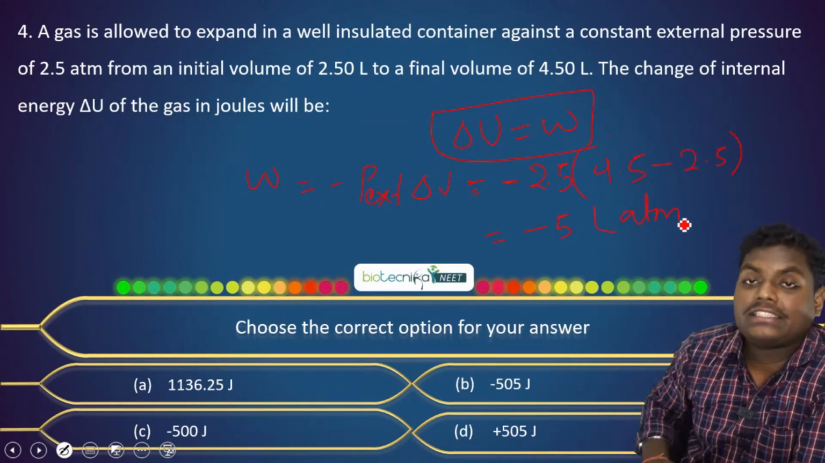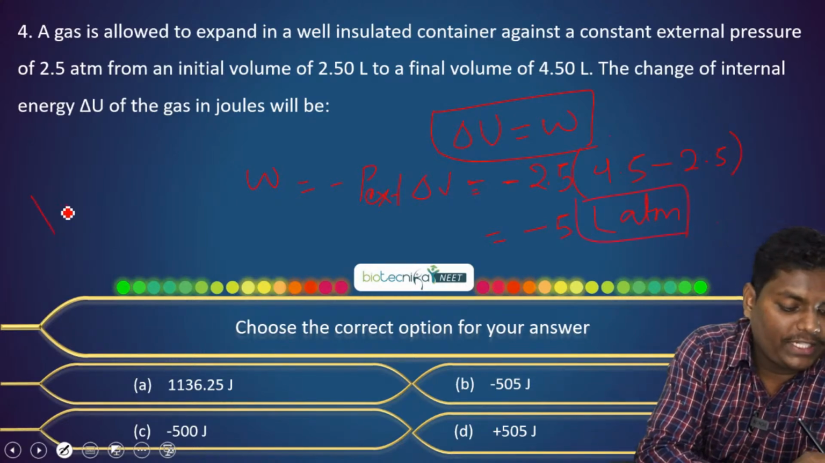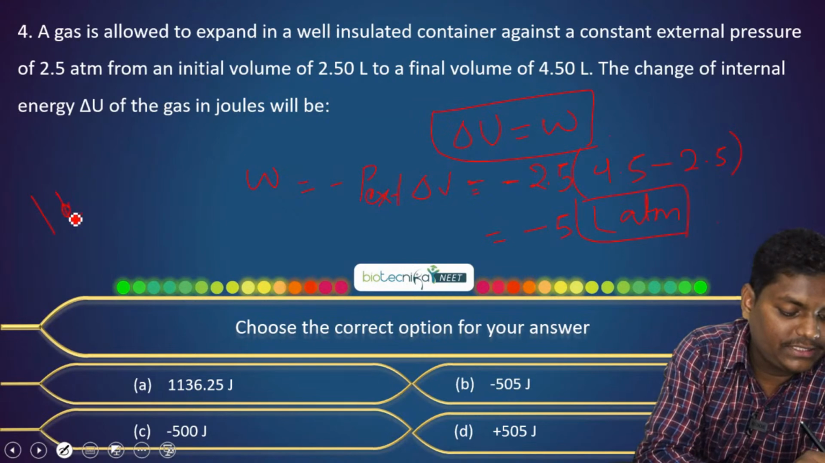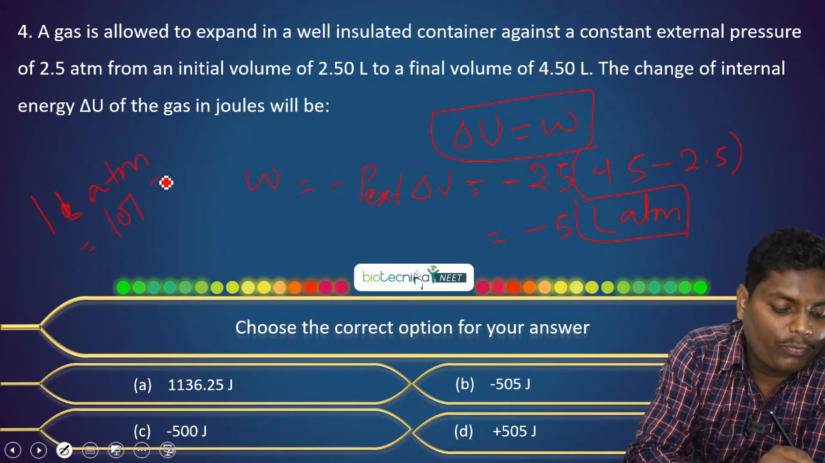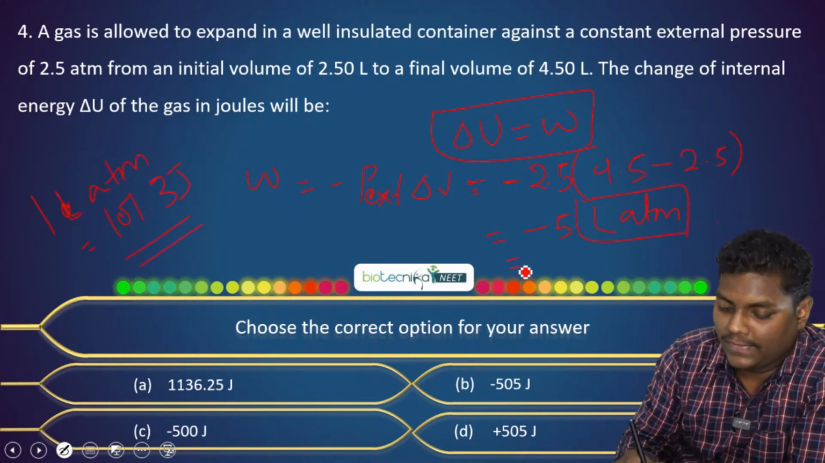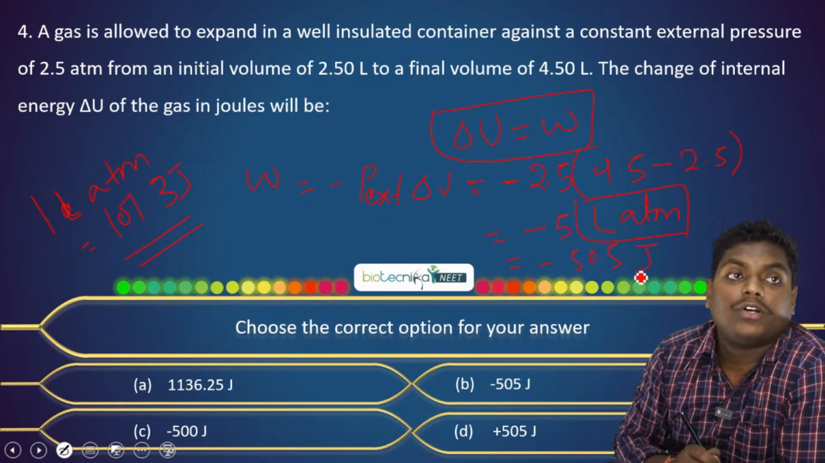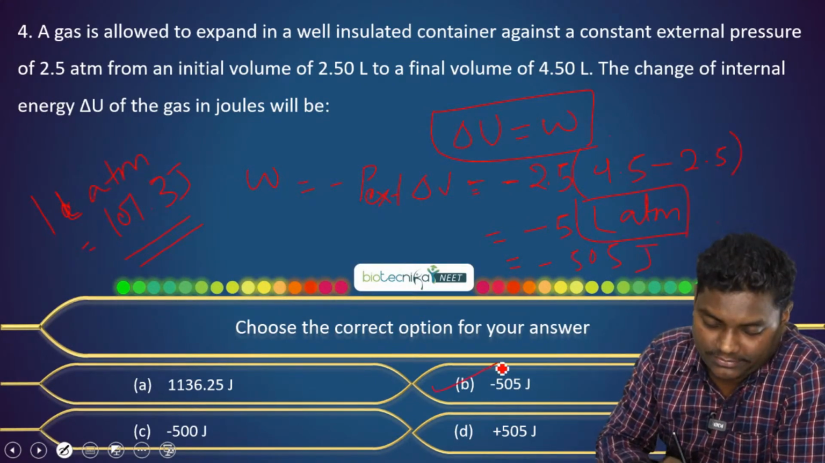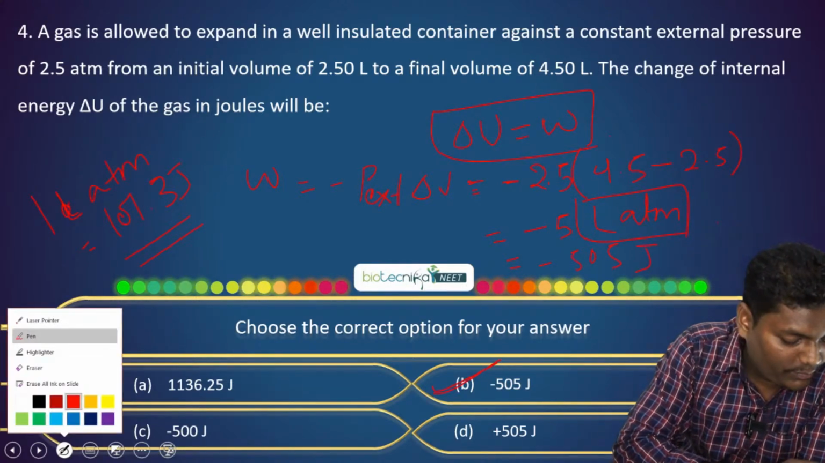I can see the answers are given in joules, so you need to convert this liter atm to joules. For your convenience, I'm writing the conversion: 1 liter atm is equal to 101.3 joules. So it will come roughly to minus 505 joules. So option B is correct. Those who have got this answer correct, great. You have been practicing a lot.